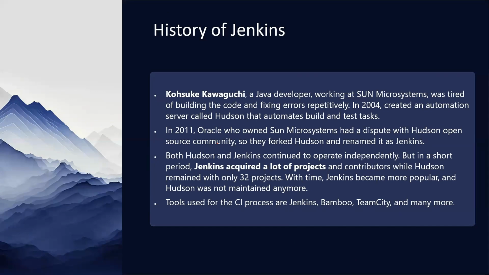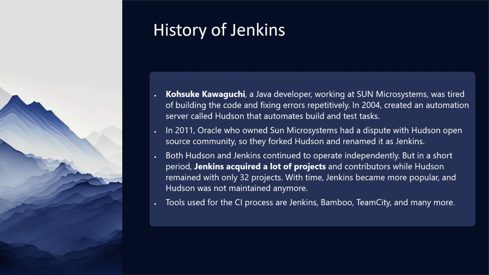So what Oracle did, they had a fight with Hudson. Whatever the project they were doing with Hudson, they forked it and renamed it Jenkins. Both Hudson and Jenkins continued to operate independently. But in a short period, Jenkins acquired a lot of projects and contributors while Hudson remained with only 32 projects. With time, Jenkins became more popular and Hudson was not maintained anymore.